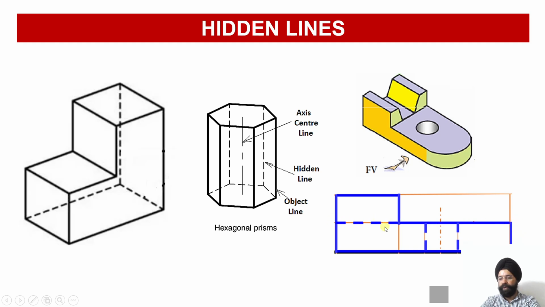Now we are talking about this surface. So this surface is being overshadowed by this continuous surface. So this surface is not visible, but there is a discontinuity of the surface. So that is why we need to draw the dotted line.